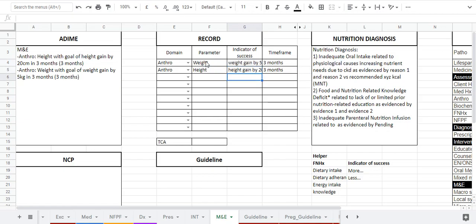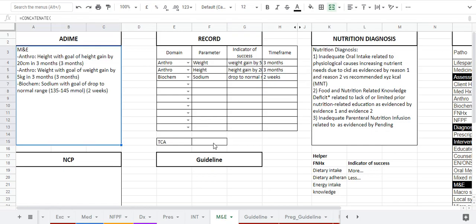You can also monitor other domains. Say biochemical domain, we wanted to monitor the patient's sodium level with an indicator of success of drop to normal range, 135 to 145 millimole, with a time frame of say 2 weeks or maybe even daily. So that changes will again be reflected in your DIME.